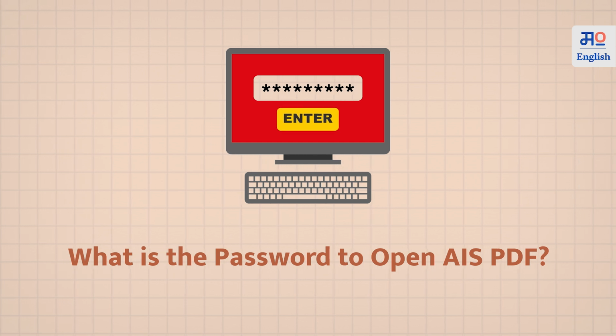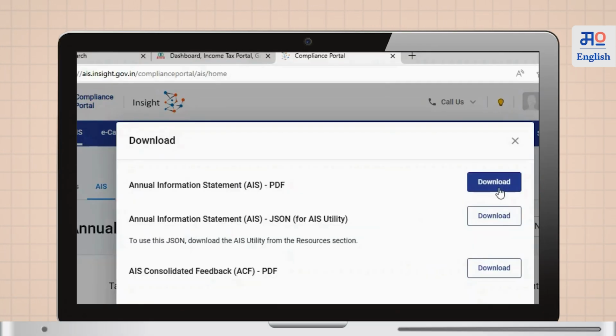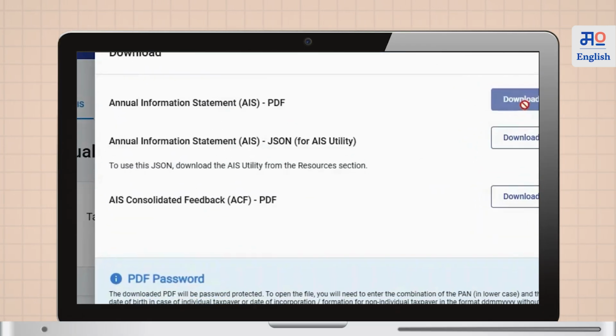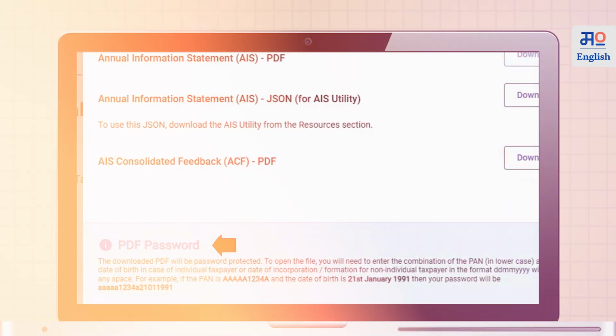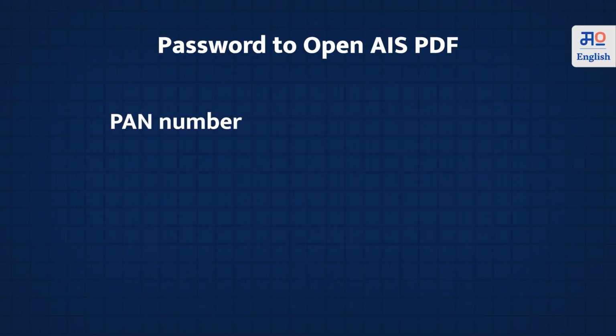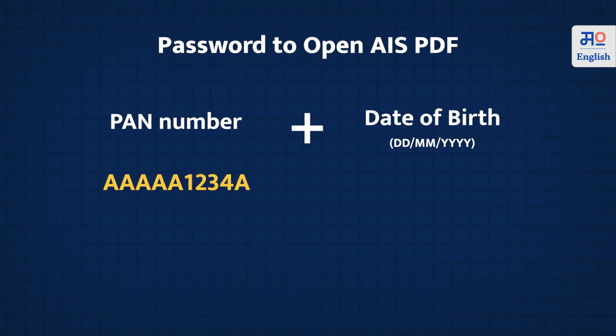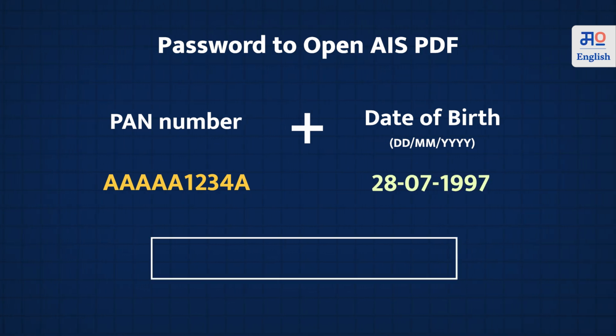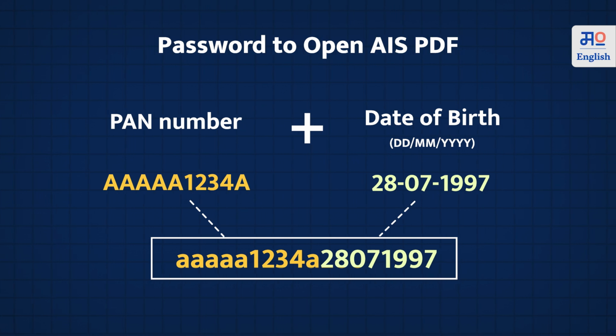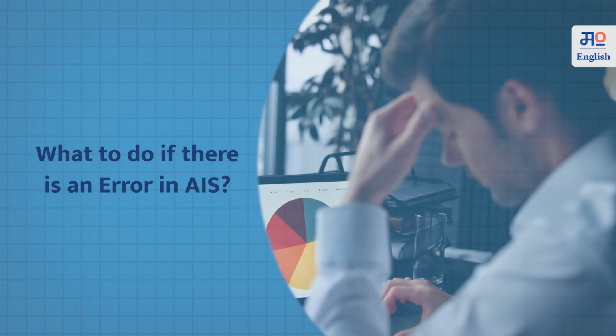What is the password to open AIS PDF? If you have downloaded the AIS PDF, it will be password protected. The password is your PAN in lowercase plus your date of birth in date, month, year format. For example, if PAN is AA1234A, and date of birth is 28th July 1997, then the password will be aa1234a28071997.